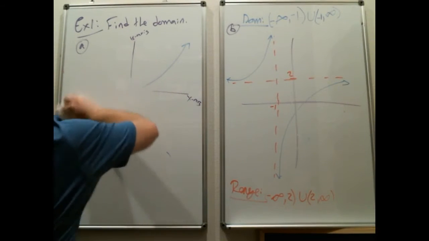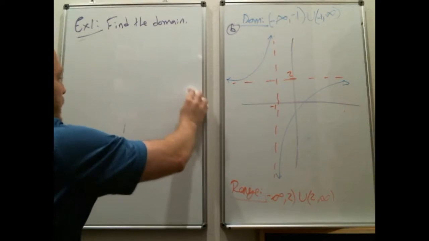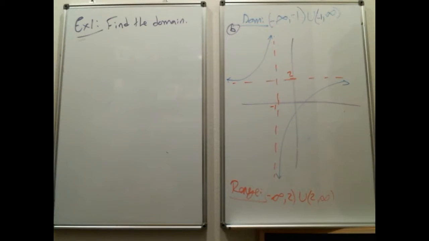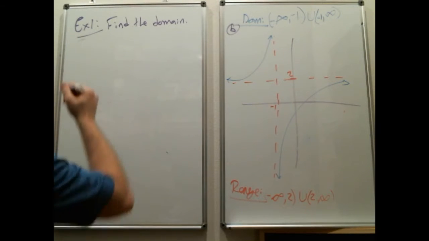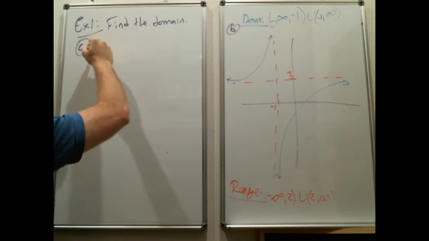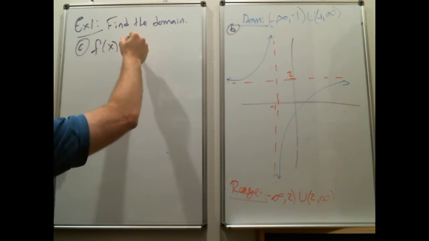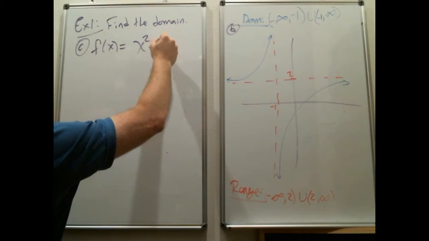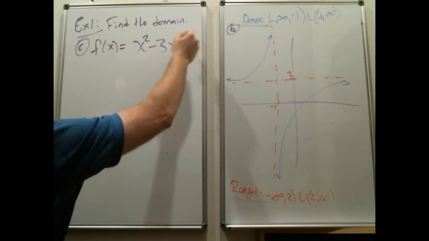So what we want to look at now, we're going to keep it the same. We're going to just say find the domain. And we're only going to find the domain now, because the range is a little harder on these problems. Let's say you had f of x is equal to x squared minus 3x plus 8.